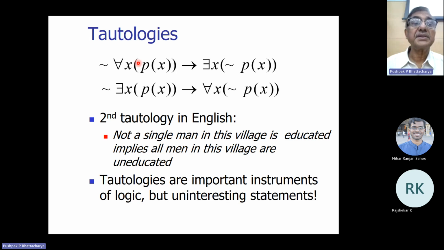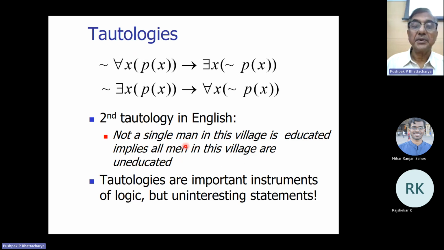Now, in predicate calculus also, we have tautologies. Some of the very well-known tautologies are: not for all x, P(x) implies there exists x, not P(x); and not there exists x, P(x) implies for all x, not P(x). Take the second tautology in English: not a single man in the village is educated implies all men in this village are uneducated.